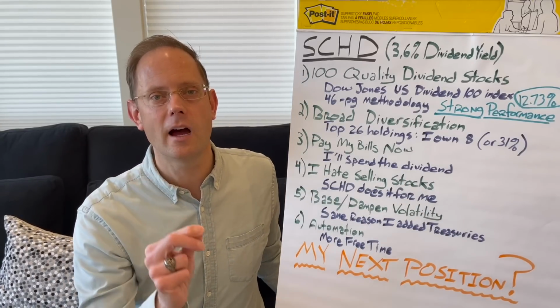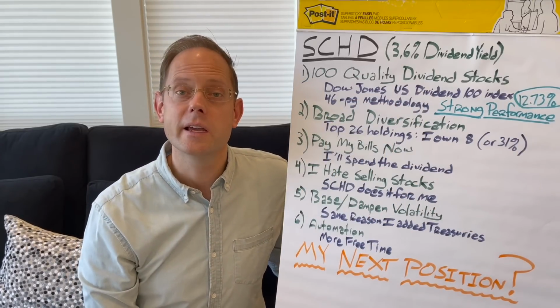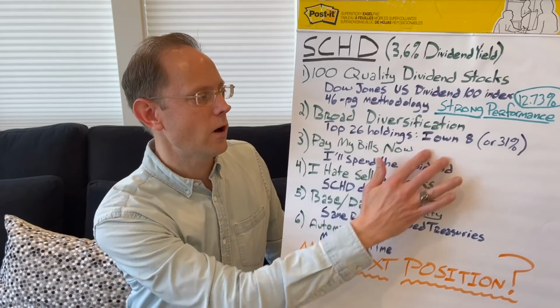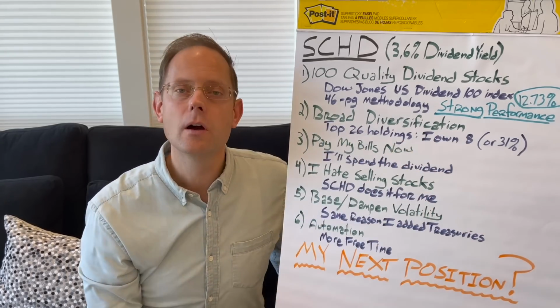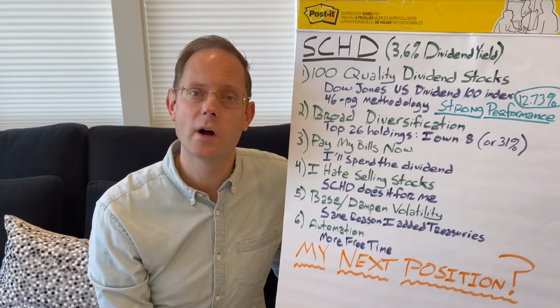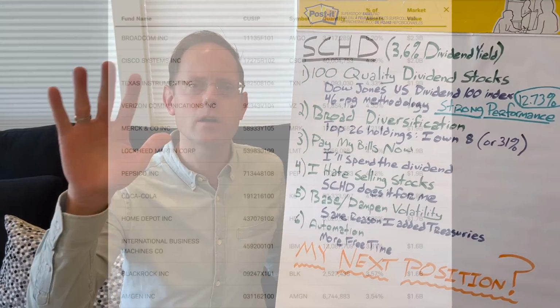But the first thing that I noticed is this could bring me 100 quality dividend stocks, instant diversification. But the next thing that it could bring me, as you can see on the whiteboard right here, is broad diversification, but also diversification I just don't have. It was so funny. I looked at the top 26 holdings in the fund, and I'm going to show those to you right now. Check it out on the screen in front of you.